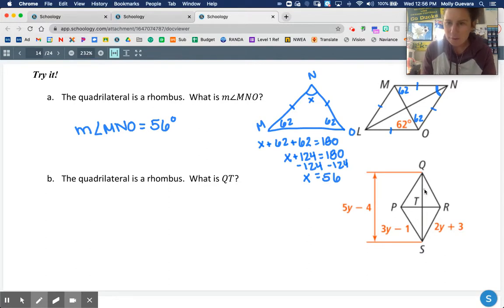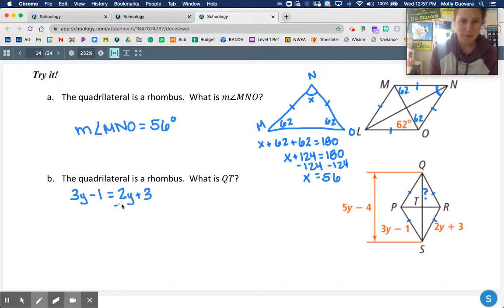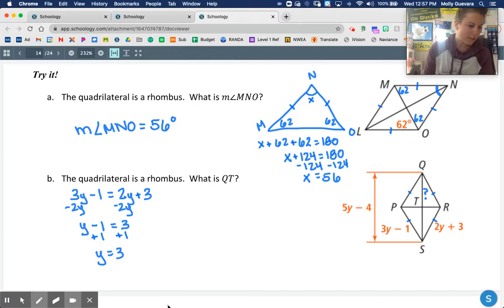For part B, I was trying to find this guy right here, QT. I don't want to use X because I think that's confusing, since we have Y's as our variables. Okay, so let's look here. I know that these two side lengths are the same because all four side lengths are the same. So I can take my 3y minus 1 and set it equal to 2y plus 3. Minus 2y, minus 2y. Y minus 1 equals 3. I'm going to add 1, and I get y equals 3. So that's great. That tells me what y is, which is perfect.